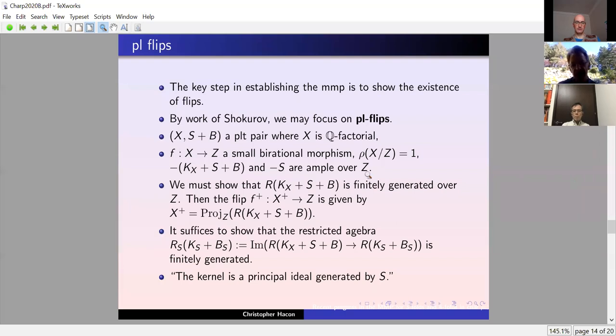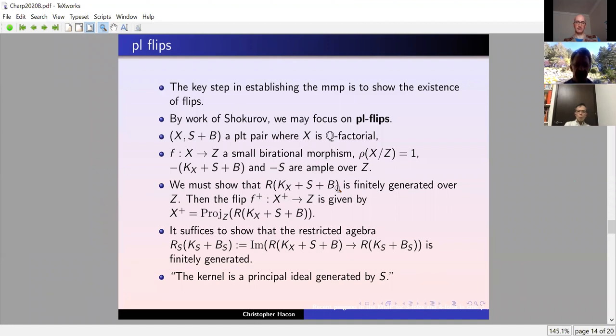In order to establish the existence of this flip, what I need to show is that the ring corresponding to K_X + S + B is finitely generated over Z. In fact, it's a local problem over Z. We can assume that Z is affine. So let's just say that this ring is finitely generated. If I can show that this ring is finitely generated, then the flip automatically exists, and it's just given by Proj of this ring. So it's just given by the generators and relations of this ring.